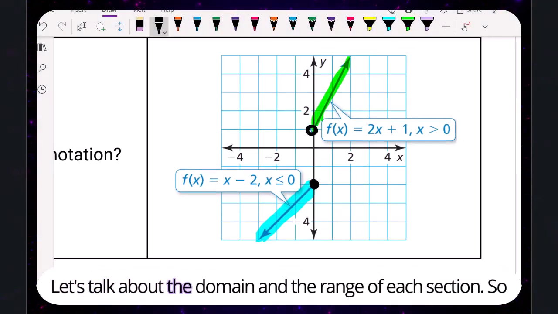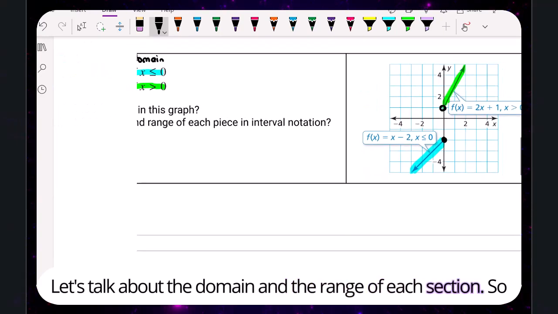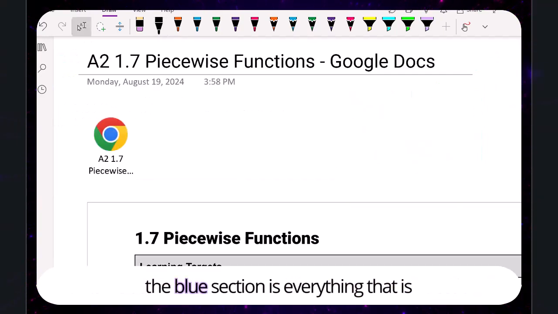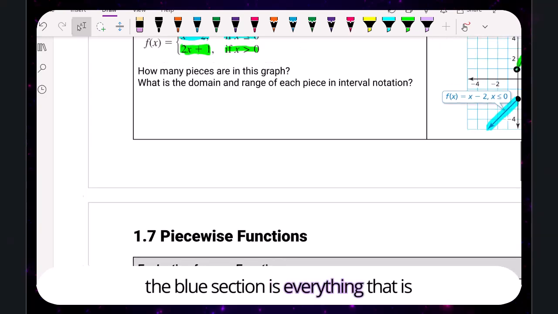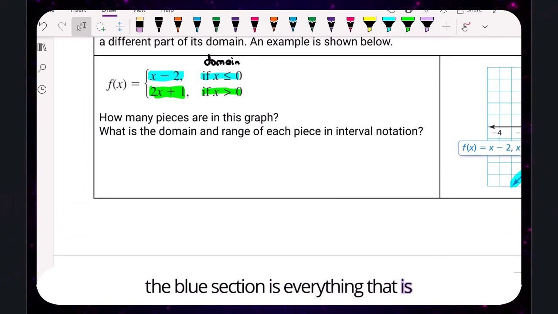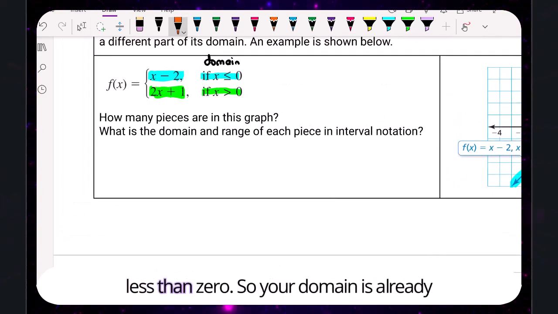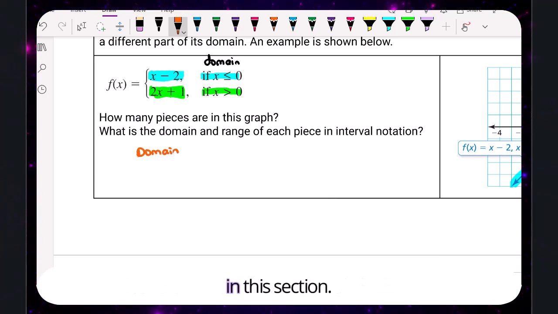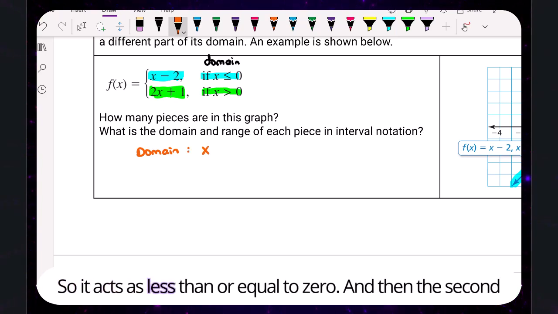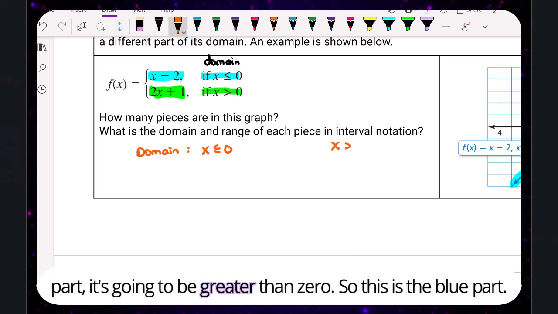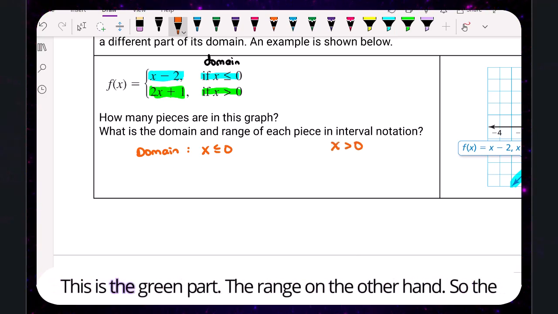Let's talk about the domain and the range of each section. So the blue section is everything that is less than 0. So your domain is already in this section. So it's x is less than or equal to 0. And then the second part, it's going to be greater than 0. So this is the blue part, this is the green part.